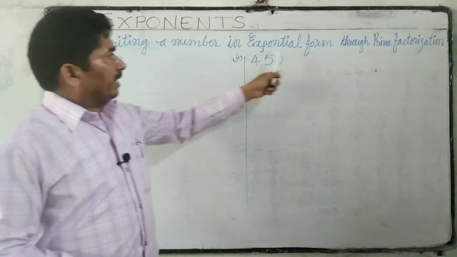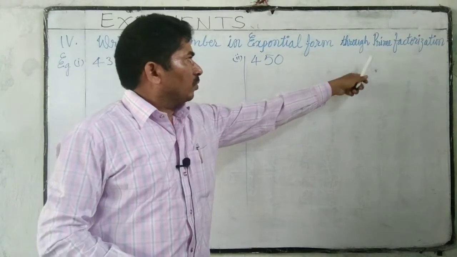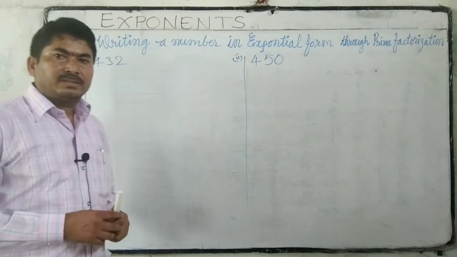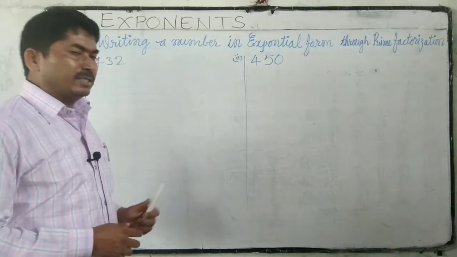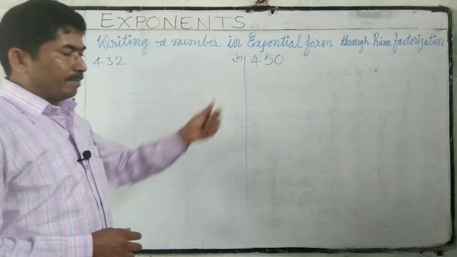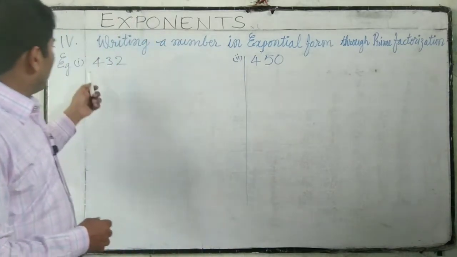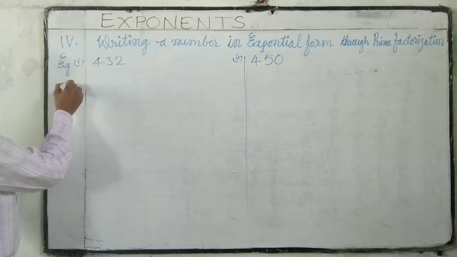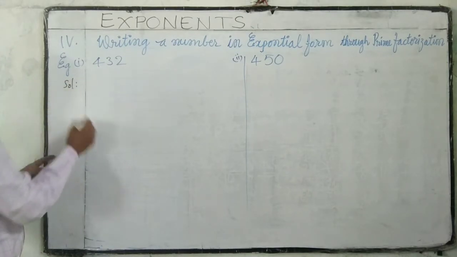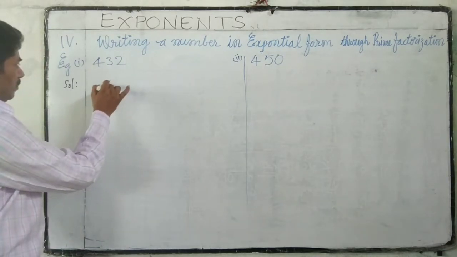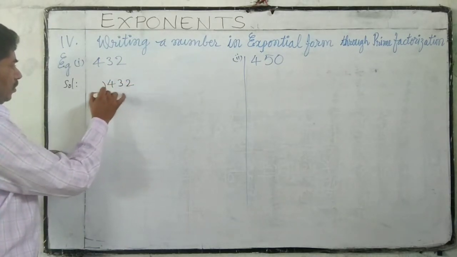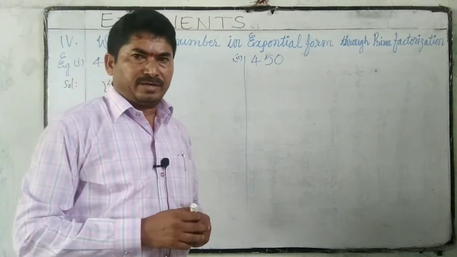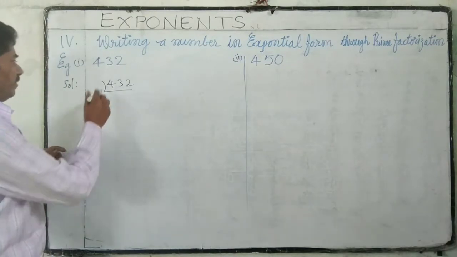Writing a number in exponential form through prime factorization. Let us express the following numbers in exponential form using prime factorization. 432. While finding prime factors, we have to take only prime numbers.